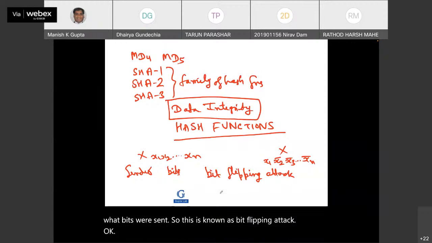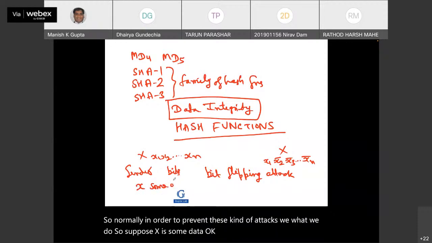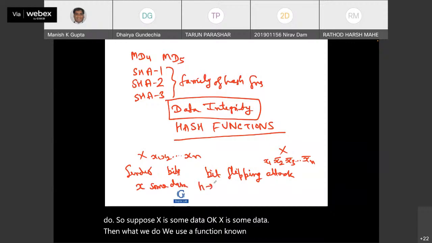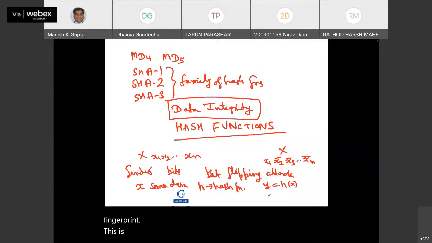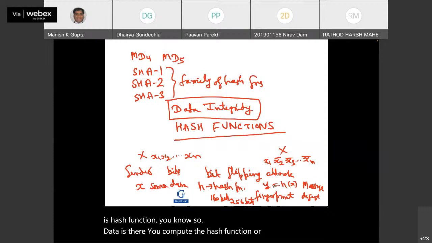Normally, in order to prevent these kinds of attacks, suppose x is some data. Then we use a function known as a hash function, and we compute y equals h of x. We apply this hash function on the data, and we get y. This is known as a fingerprint or message digest. Normally this is, say, 160 bits or 256 bits. So data is there, you compute the hash function, or basically this fingerprint, and you check.